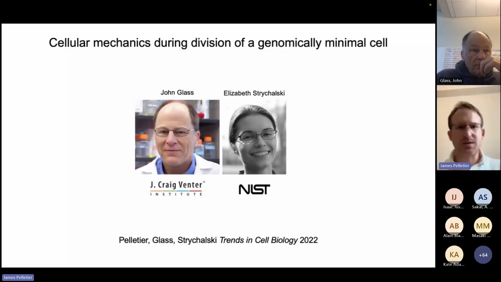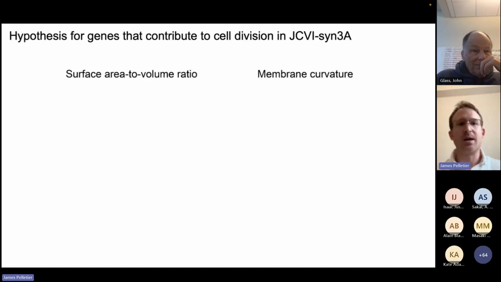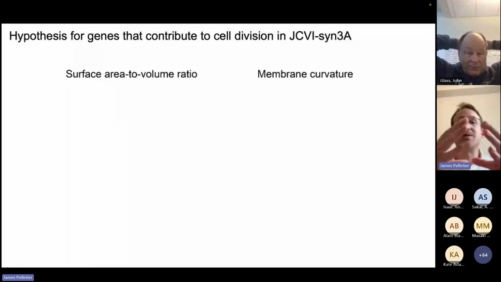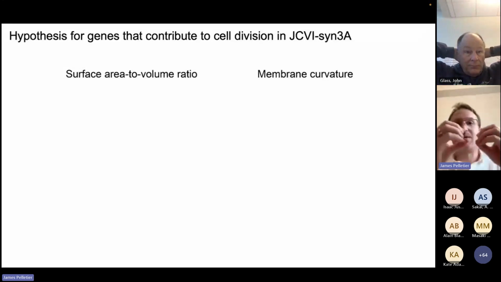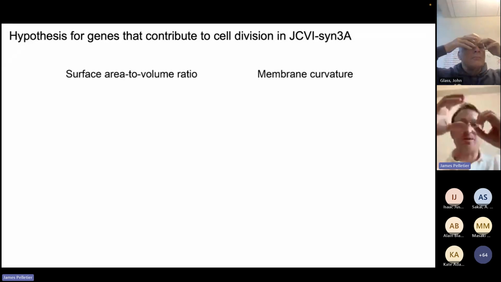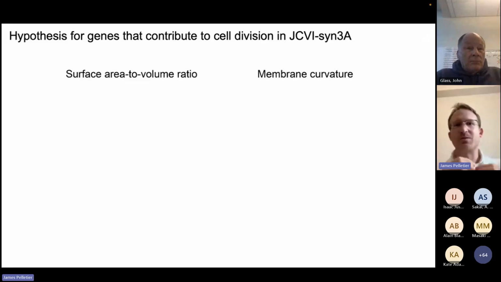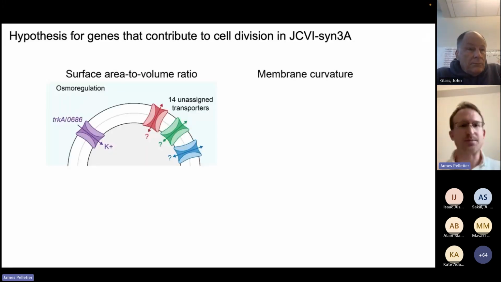So that leads to a recent opinion in which we considered other genes in SYN3.0 that might be relevant to cell division. And we look at this from a physics point of view. What are physical properties that are important for cell division? We focused on two: the surface area to volume ratio, because for a cell to divide, it has to have more surface area than a sphere with the same volume. It has to have enough to divide. And then also the membrane curvature, because of course division involves changes in membrane curvature.